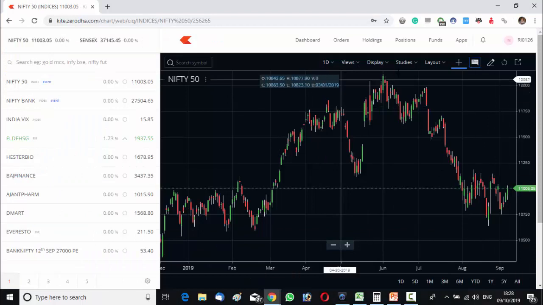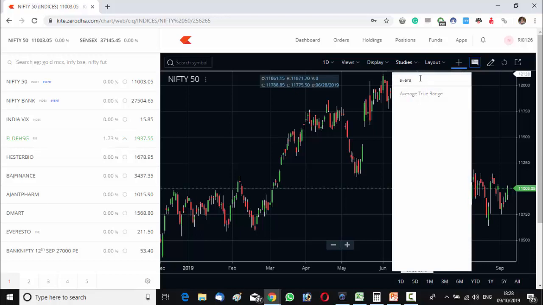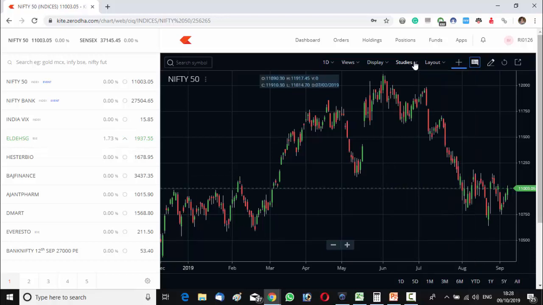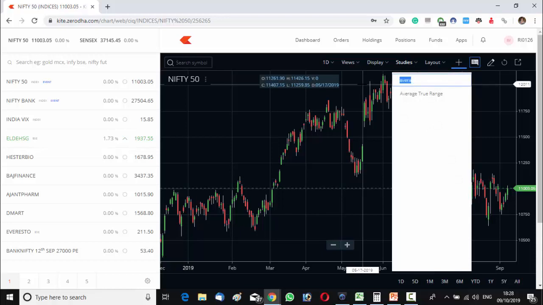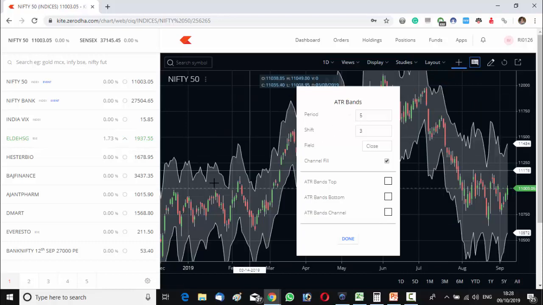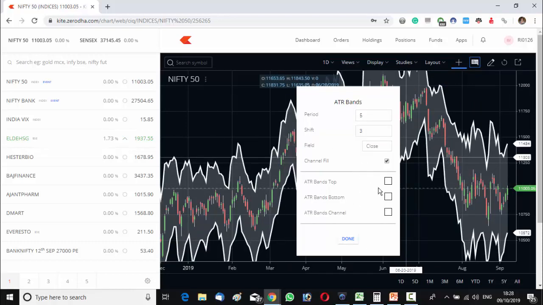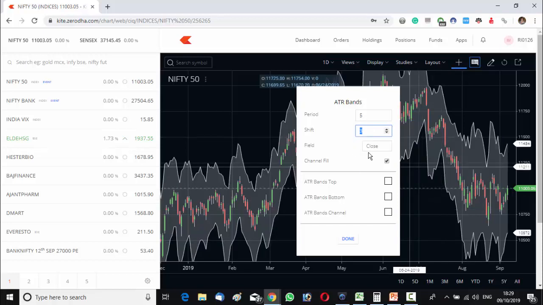So this is Nifty 50's chart. Let us add the ATR bands indicator. For this we need to go to the studies section, and in the studies section we need to write ATR bands. So ATR bands, you can see the ATR bands have come. So these are the parameters. By default the period is 5 and shift is 3. We can change these as per our needs, but let us keep it as the default.